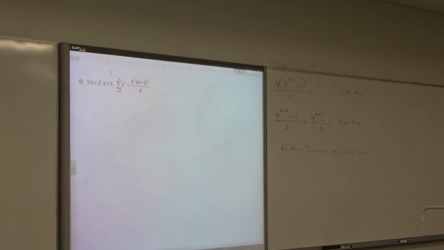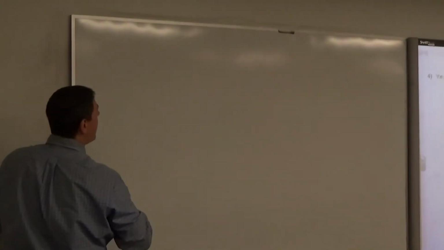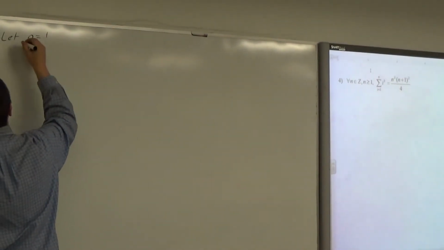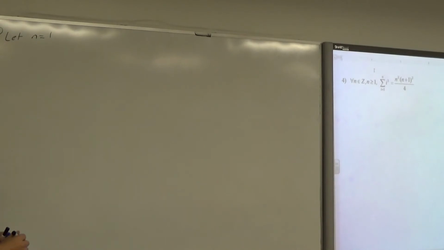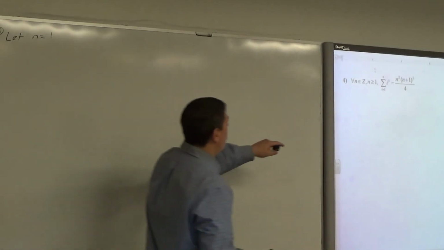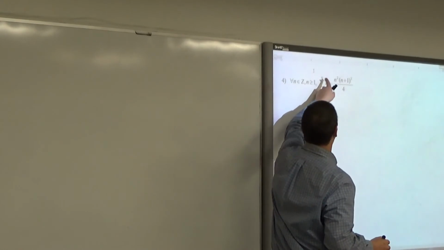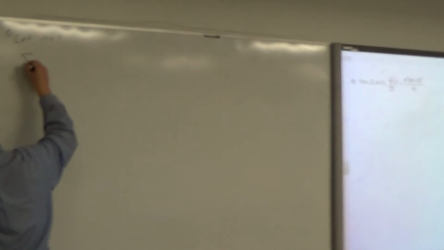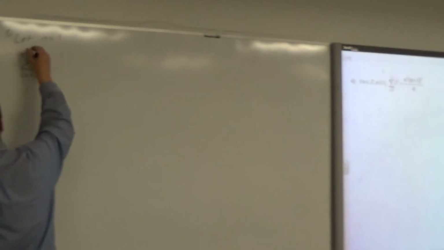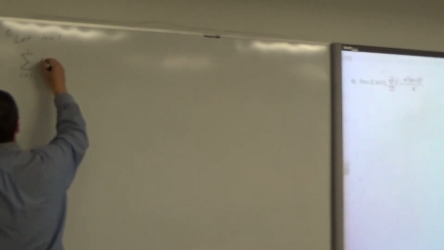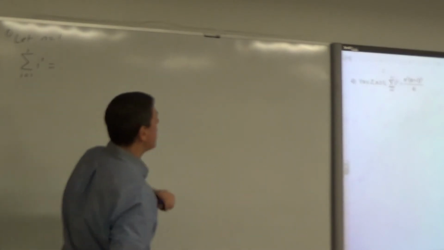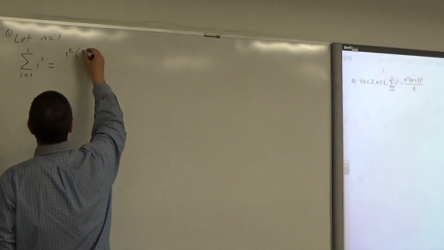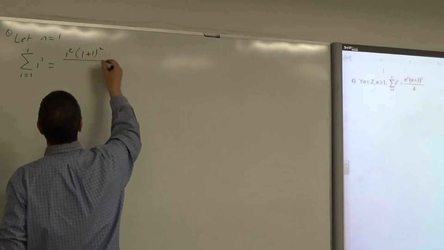All right, so let's start by saying, let n equal 1. We'll just start at the lowest part of the domain. If n is equal to 1, wouldn't this series become i equals 1 to 1 of i cubed? Since that's what n is. On the right-hand side, this would be 1 squared times 1 plus 1 squared, divided by 4.